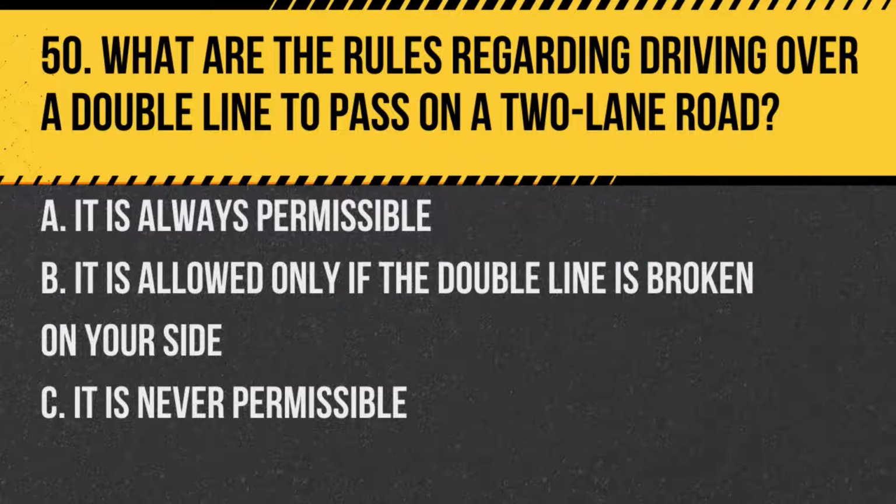Question 50. What are the rules regarding driving over a double line to pass on a two-lane road? A. It is always permissible. B. It is allowed only if the double line is broken on your side. C. It is never permissible. Answer: C. It is never permissible. A double solid line indicates that passing is not allowed for vehicles in either direction.